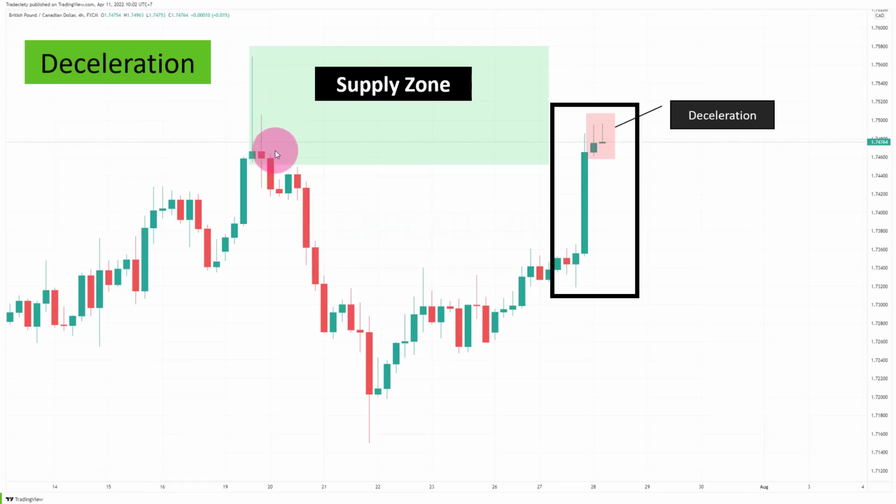And supply zones often exist at the beginning, early on in downtrending markets. So in here we have a supply zone, and the market dips into the supply zone again. And then we have the concept of deceleration. We have a strong bullish candle, and afterwards we see that the candle size is decelerating. It is getting smaller and smaller. That's a very important point.